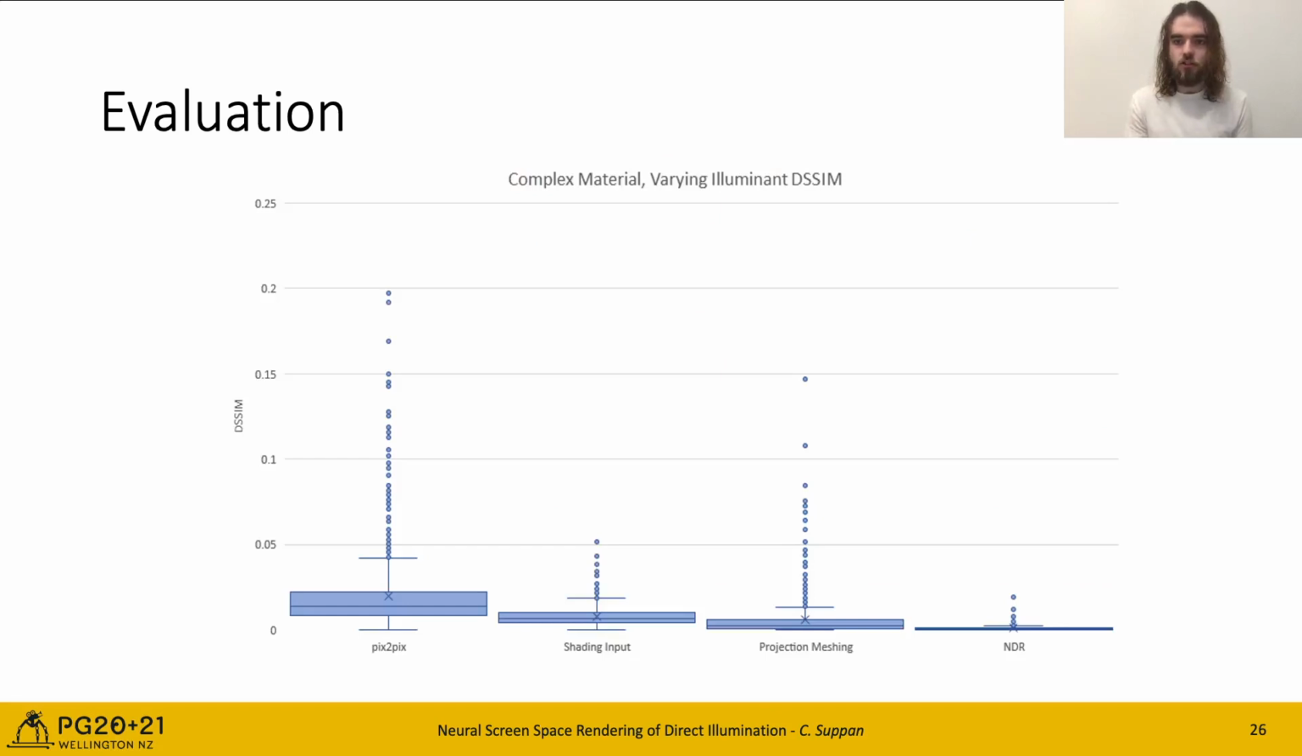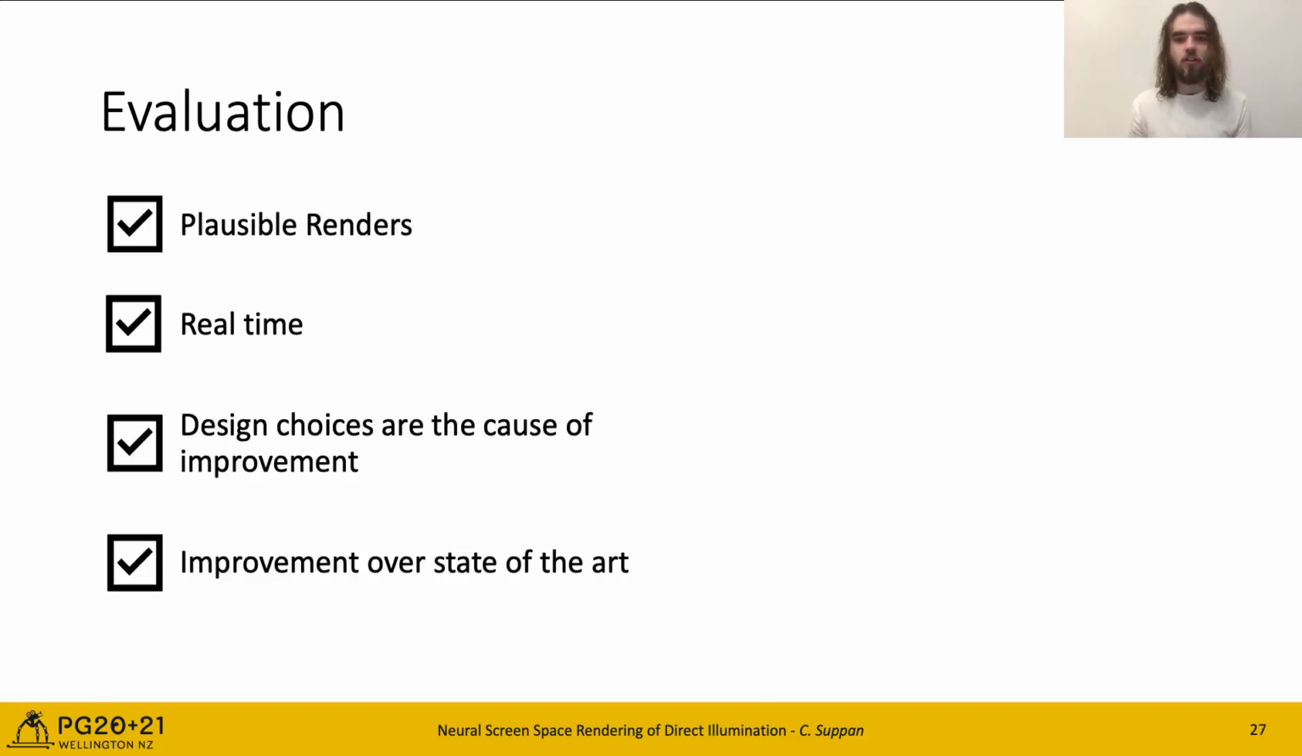Here we see a structural dissimilarity comparison for a dataset of fully textured objects under a variety of illuminants. The NDR again outperforms all other methods, and we again see the high variance of the path tracing approach in a limited data environment. Which brings us to the end of our evaluation.